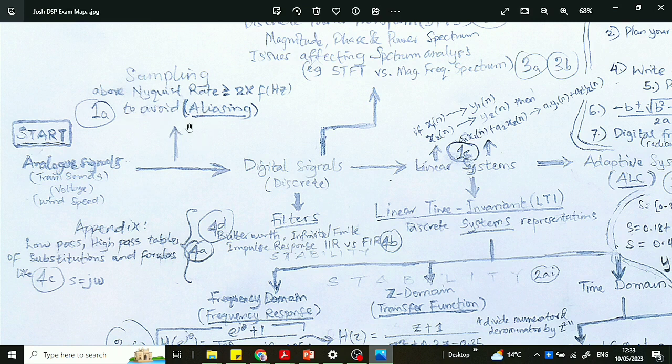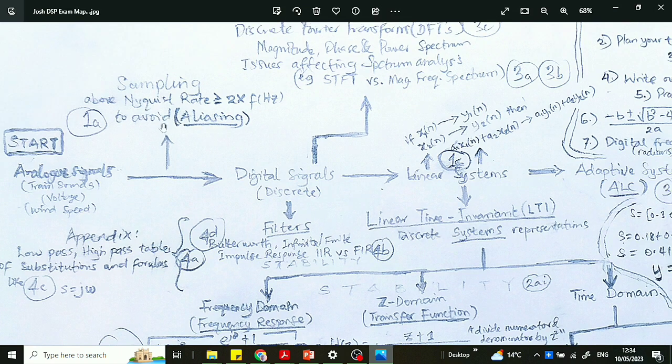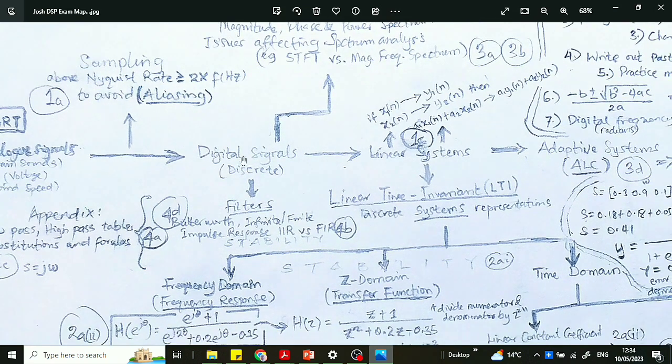This is your question 1A. You need to sample above the Nyquist rate, which is 2 times the frequency of the analog signal you're trying to work on. That little theory is possibly going to come out there, just like it did in the past question. If you don't do that, you're going to have aliasing, so to avoid aliasing you need to sample above that. And you have that funny diagram, that wave stuff. Then when you do that, you get your discrete signals.